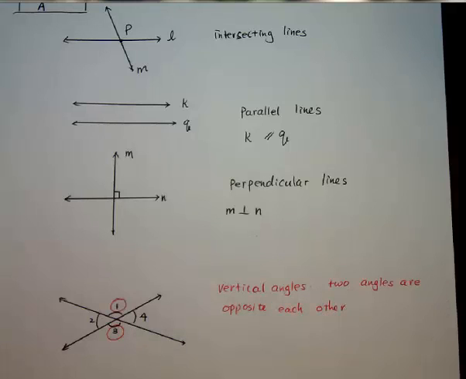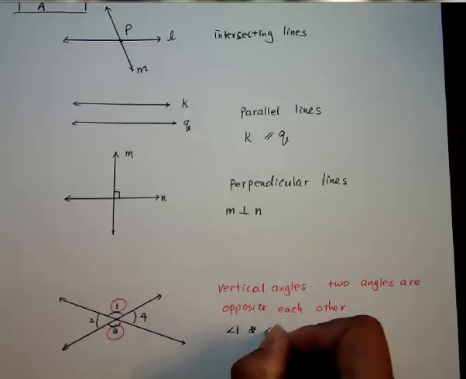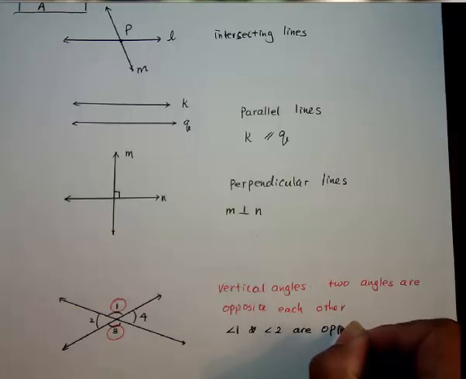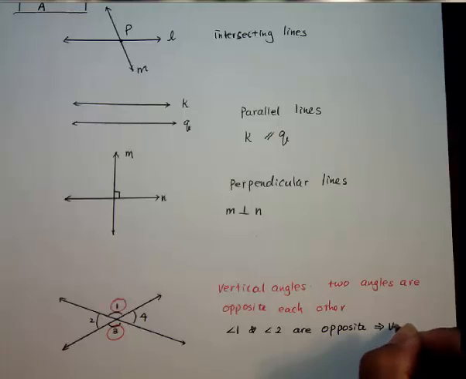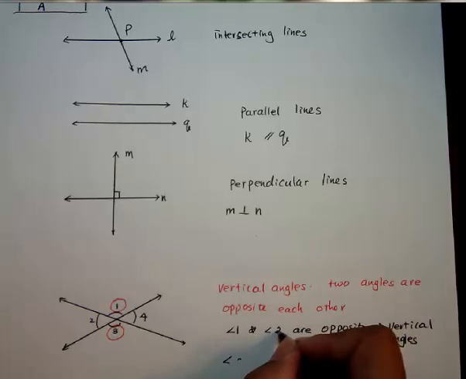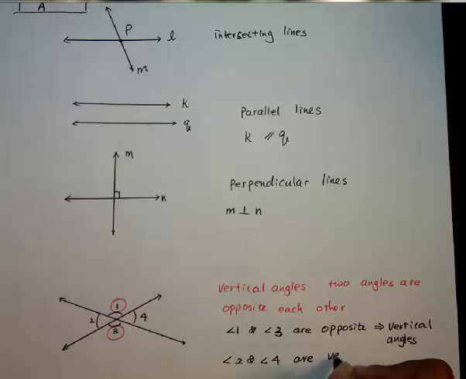So you can see the opposite angles. In our case, angle 1 and angle 2 are opposite, right? So we call them vertical angles. Same idea, angle 3, my mistake, angle 3 and angle 4... angle 2 and angle 4 are vertical angles.